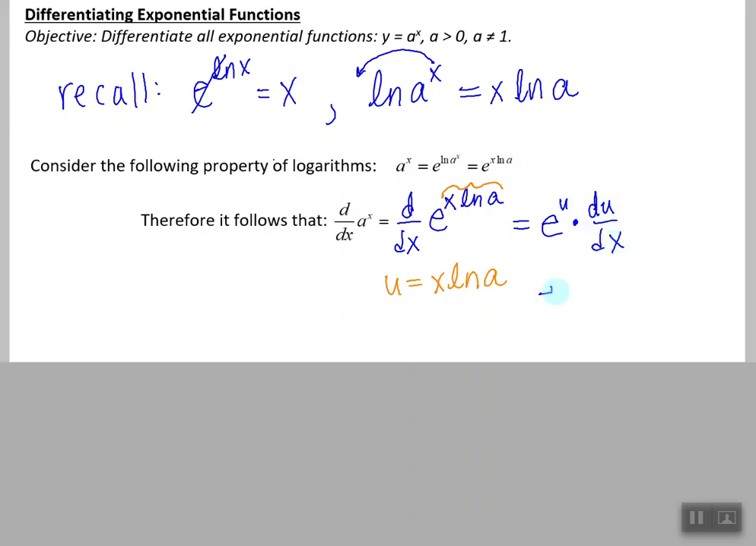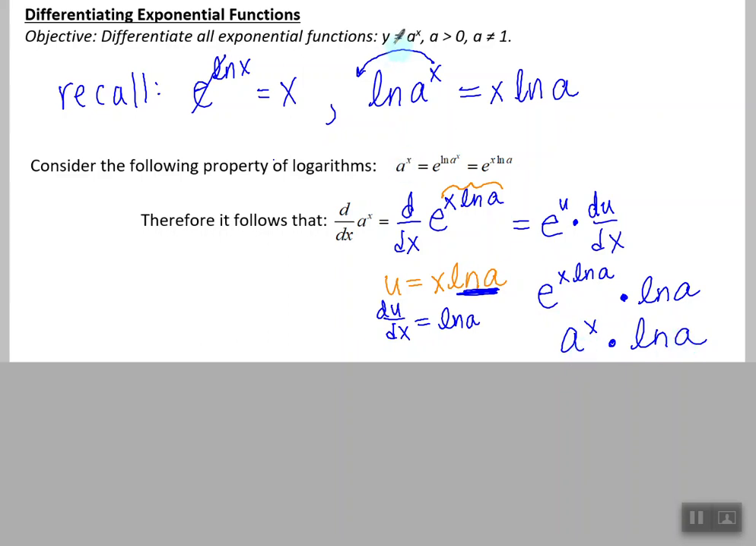What does that look like? E to the x natural log of a times the derivative of u with respect to x. Well, because natural log of a is a constant multiple, the derivative of u with respect to x is just the constant multiple natural log of a. So times natural log of a. This, of course, is equivalent to a to the x. So this is the same as saying a to the x times natural log of a. And there is our derivative of any exponential function y equals a to the x.